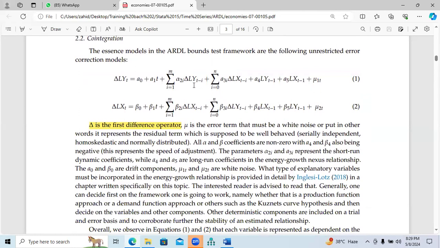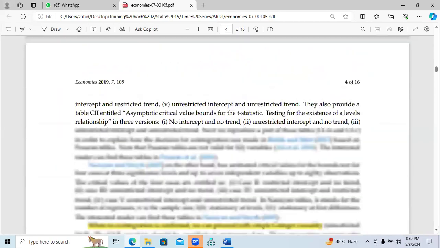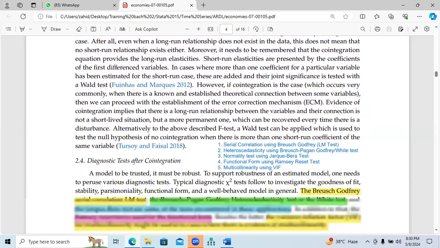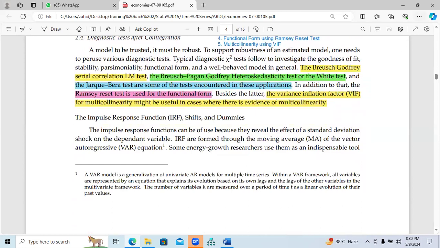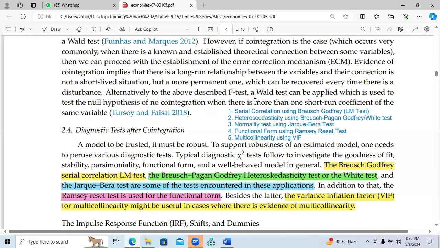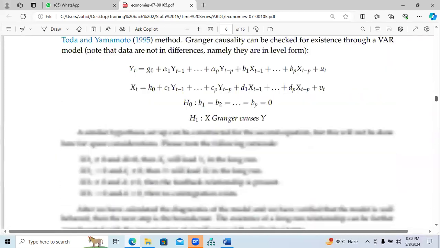So this is basically the basic co-integration model. And if you want to see here some other considerations, there is a procedure which is known as co-integration. This is also part of the ARDL process, and there are some assumptions that after estimating the ARDL, you need to confirm. I have made a list of these assumptions like serial correlation, heteroscedasticity, normality, functional form, and multicollinearity. These are some of the assumptions that you can apply as a diagnostic test after co-integration or after the ARDL procedure.